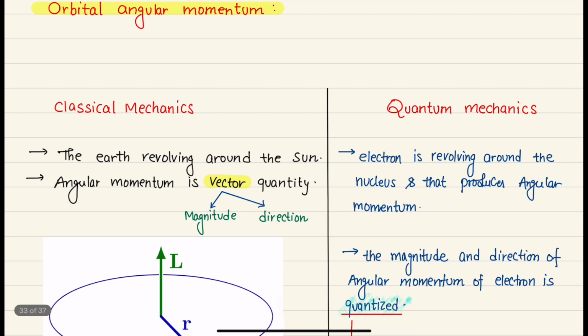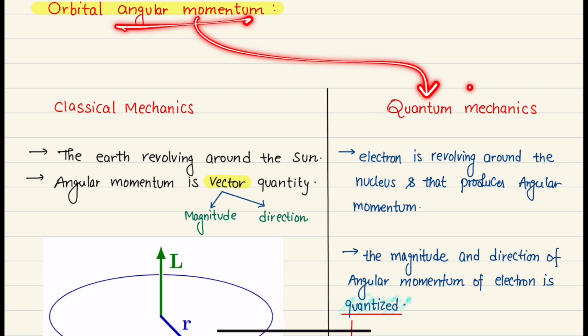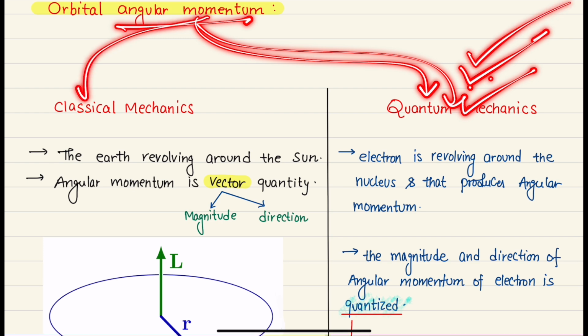So the conclusion is that angular momentum in quantum mechanics is quantized, it is fixed, the magnitude is fixed, the directions are also fixed, but in classical mechanics it is not fixed.